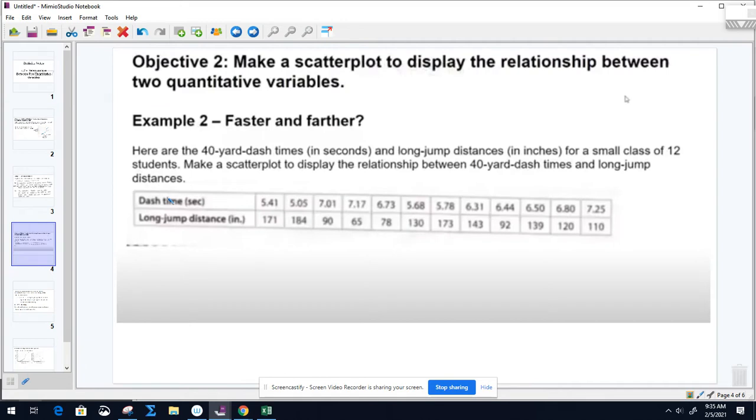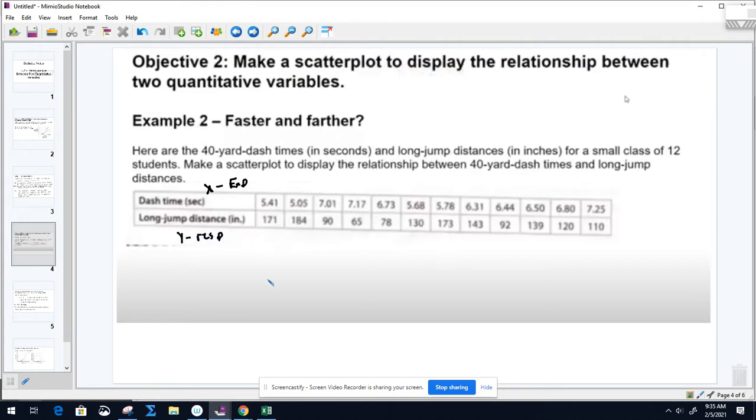Objective two is to make a scatter plot to display the relationship between two quantitative variables, faster and further. In this example, here are the 40-yard dash times in seconds and long jump distances in inches for a small class of 12 students. Make a scatter plot to display the relationship between 40-yard dash times and long jump distances. So when we make a scatter plot, again, we're going to use the stats applet. We've got to understand what we're dealing with here, what our association is. For this problem, the dash time is my x, or explanatory, and the long jump distance, y, is my response.